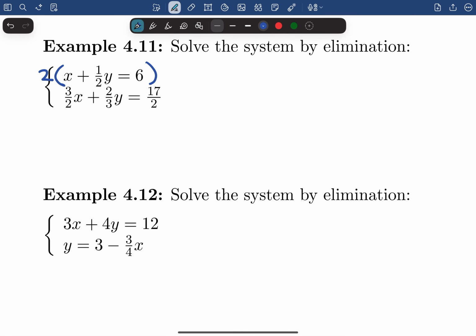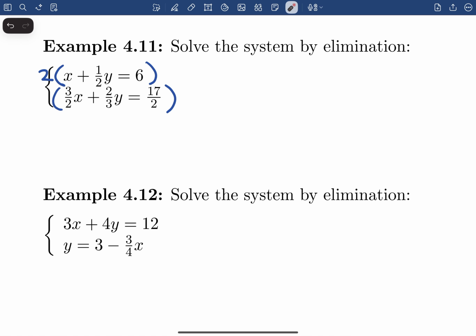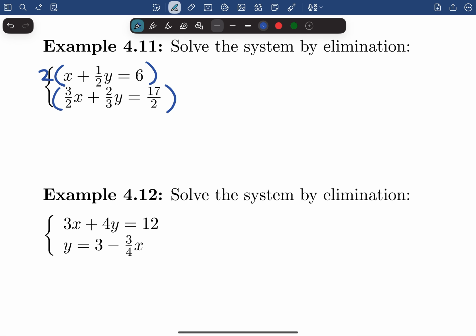And now looking at the second equation, what is the LCD of 2, 3, and 2? Well, the least common denominator of 2 and 3 is 6. 2 times 3. And so now if I multiply the LCD that I found into all of the terms, then I will clear fractions. No more fractions to worry about. That's a wonderful thing. So I'll rewrite everything.